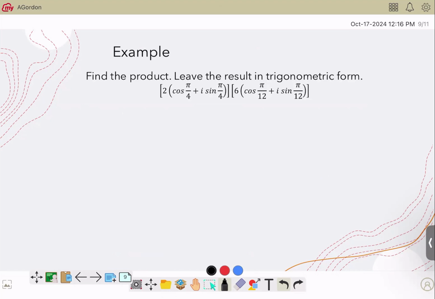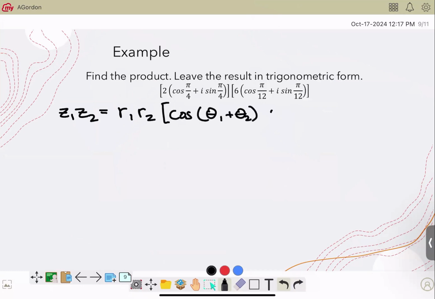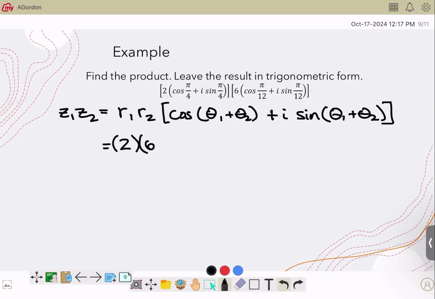So this one, we're finding the product, and the formula for the product, let me write it here. We're going to multiply the r's and then do cosine of our angles added together plus i times sine of the angles added together. Okay, so for this one, the r's are sitting on the outside here. So 2 times 6 is what we're going to do first. And then we're going to have cosine of the sum of the two angles.